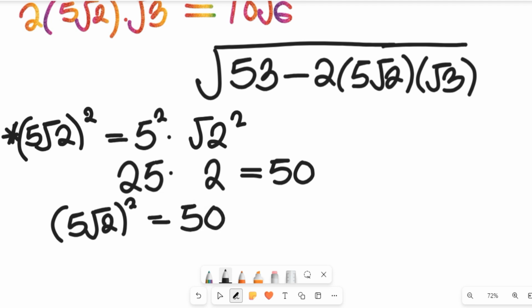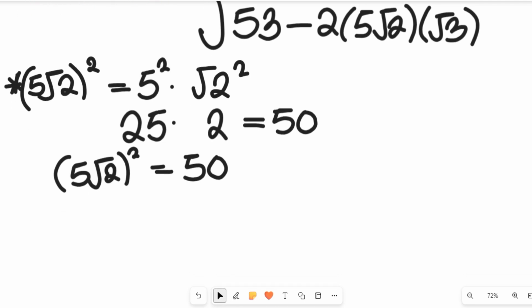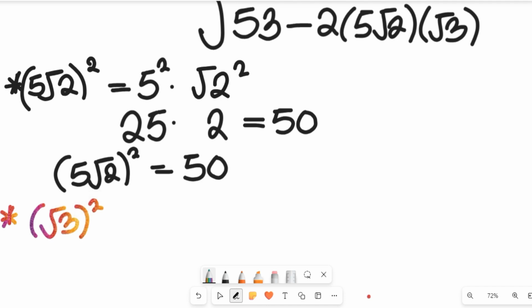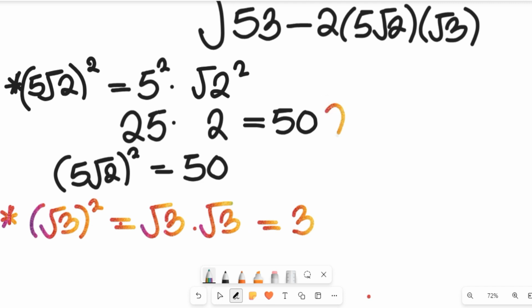Now, why are we doing this? You're going to find out as the solution unfolds. If we consider the second value, which is root 3, and square it, the square of root 3 is root 3 multiplied by root 3, and this is equal to 3. Now, can you see something? That we have 50 and 3.